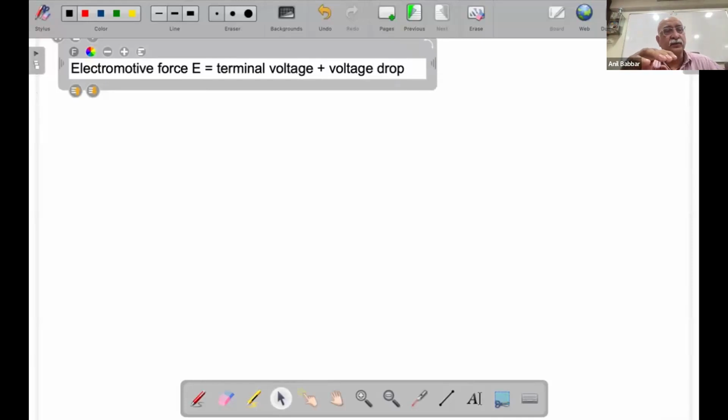Now, jo bhi hamein milega different parts of the circuit mein, to jo EMF rahega, hamein sara jo total voltage milta hai, uska sum kar denge. Fine. So there is a relation between EMF, voltage as well as the internal resistance. Fine. So let's draw the circuit diagram for this.